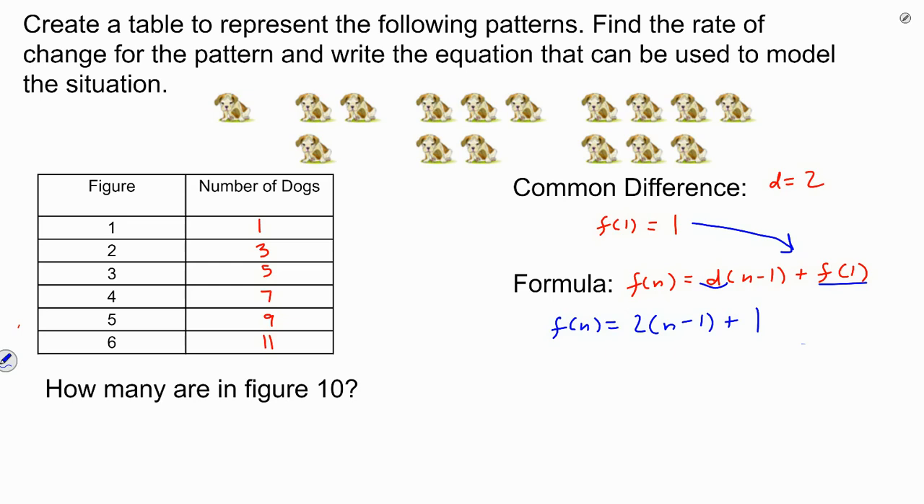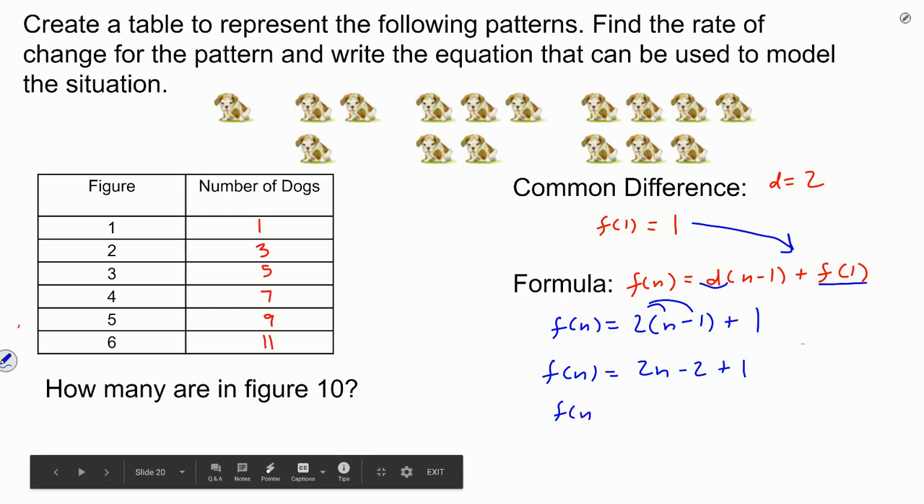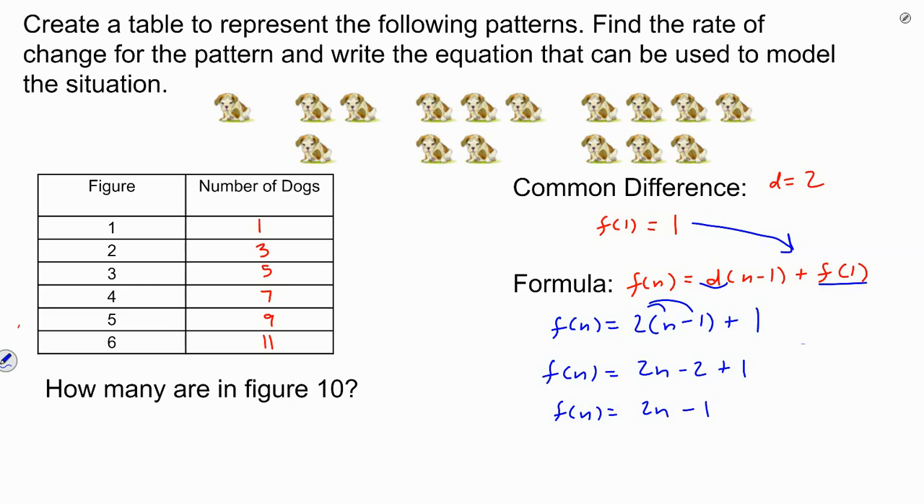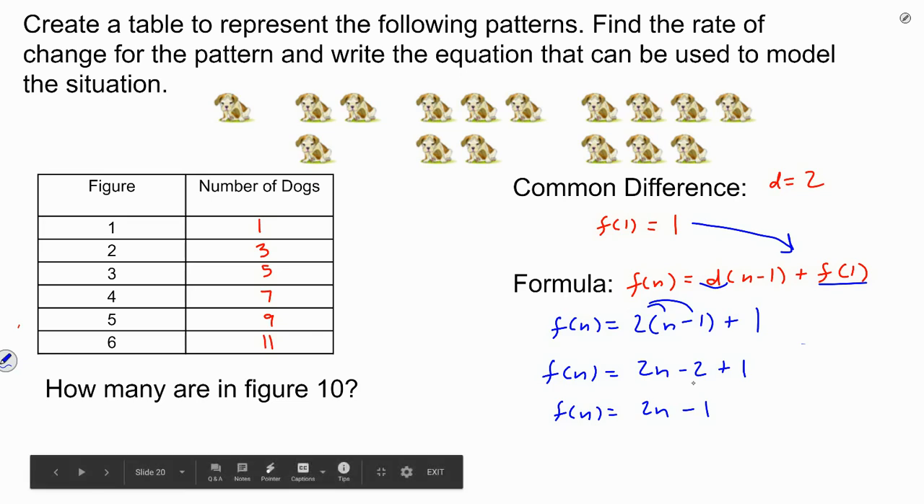Now all I have to do is distribute and combine like terms. So I'm going to go ahead and distribute my 2. So f of n equals 2n minus 2 plus 1. And then from there, I just combine terms. So minus 2 plus 1 is minus 1, giving 2n minus 1. And that's the same formula we came up with earlier. So f of n equals 2n minus 1. And this right here is our explicit formula.